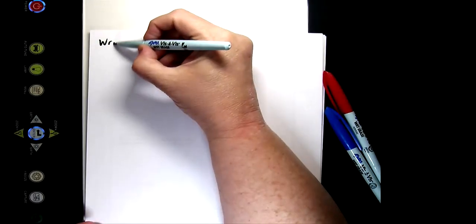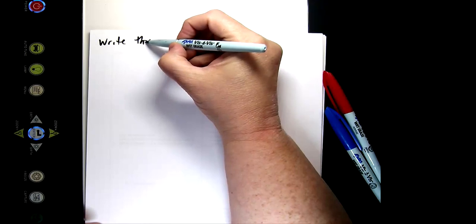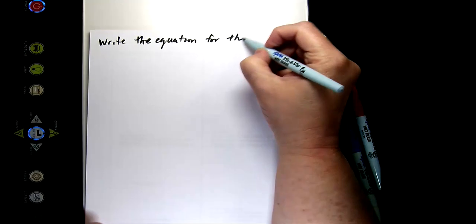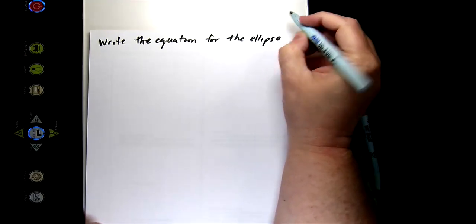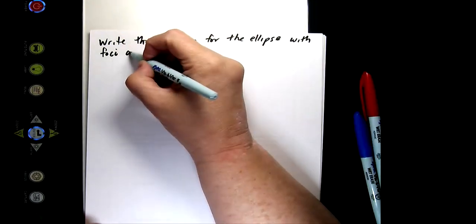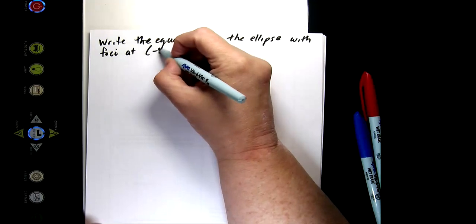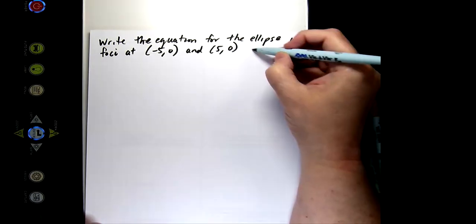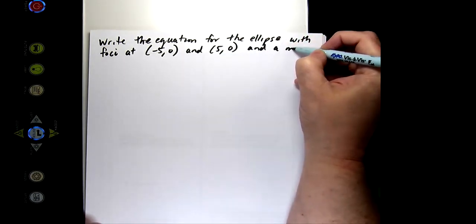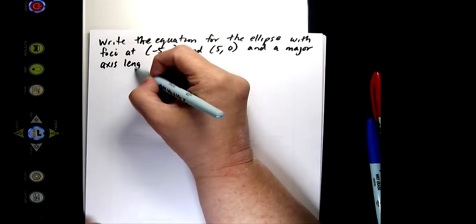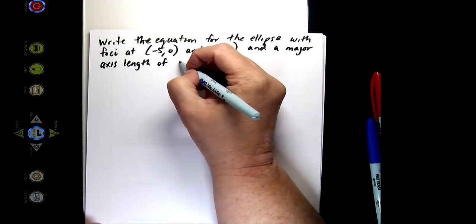Let's write the equation for the ellipse with foci at -5, 0 and 5, 0, and a major axis length of 18 units.